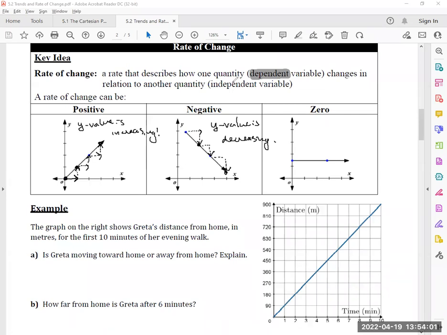So let's talk. So this is the aspect where I said math is more interested in numbers and not just describing a trend. Example, please take a look at the graph on the right. The graph on the right shows Greta's distance from home in meters for the first 10 minutes of her evening walk. Is Greta moving towards home, or away from home? Explain.